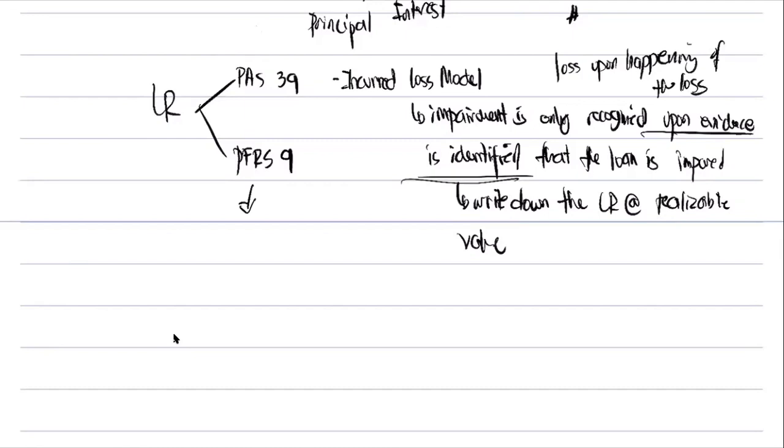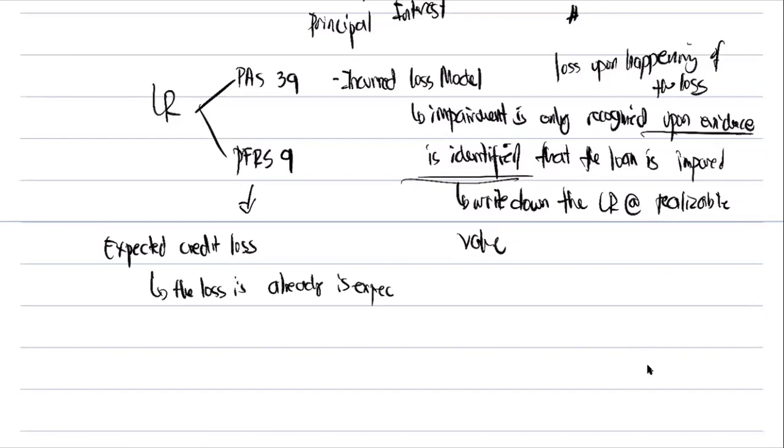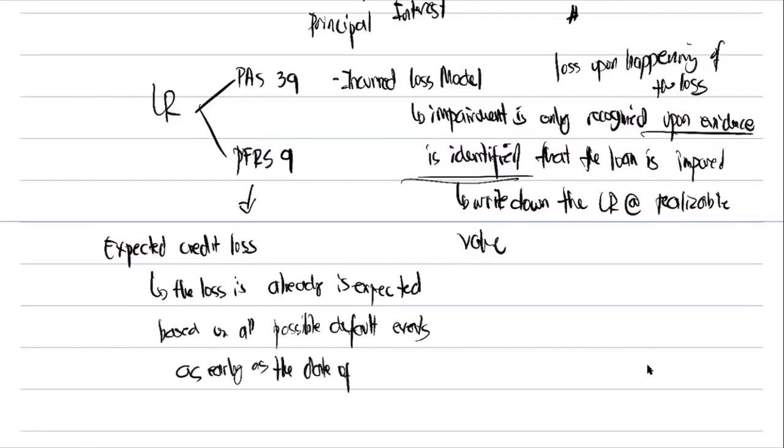Under PFRS 9, we use the so-called expected credit loss. Okay? So what is your expected credit loss? So the loss is already expected based on all possible default as early as the date of issue.